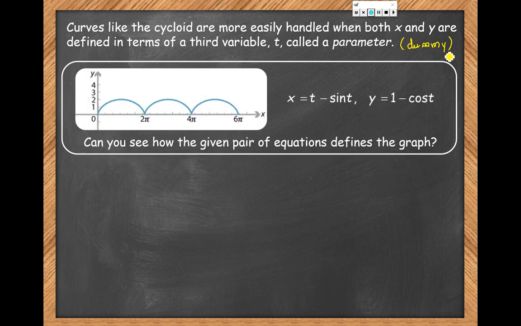Here's the equation for the cycloid. Two levels of understanding. First level of understanding of the equations of a cycloid: you look at this and go, well, that's not that complicated, actually. That's the first level of understanding, going, oh, we can make an equation of a cycloid that isn't all that complicated. Good. I'm feeling better about this situation, that a cycloid can be represented easily. Second level of understanding: can you see how the given pair of equations defines the graph?